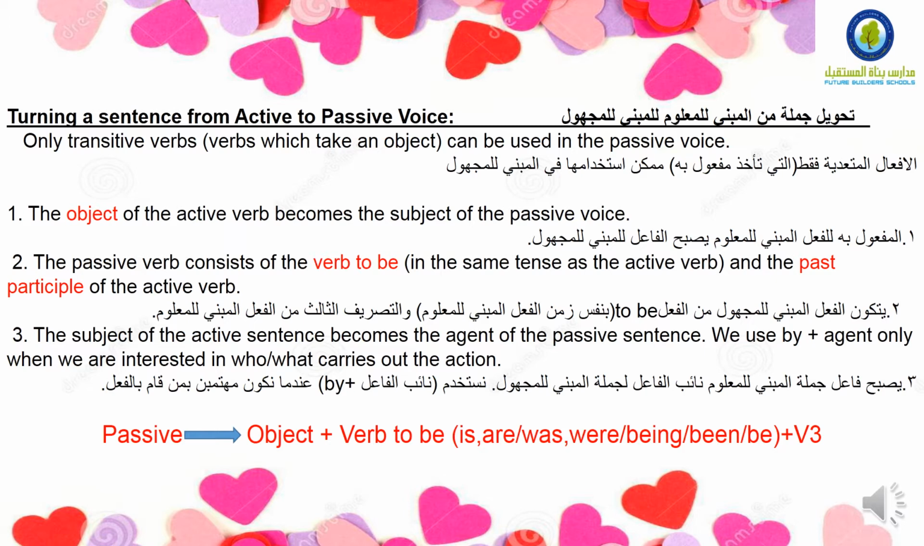Now the conclusion التلخيص لهذا الشيء إنه الباسف عبارة عن: one, you bring the object. Two, you bring one of verbs to be, one of them is or are, was or were, being, been, be, then you add verb 3 from the active verb. Now how to choose any verb to be, يعني متى تختار is or are, was or were, being or been, this is what we will see next.